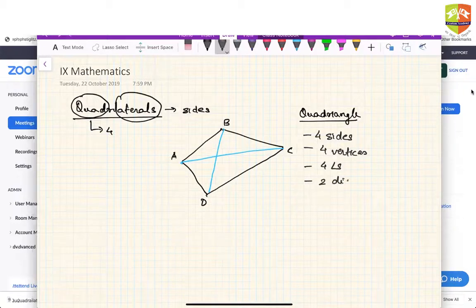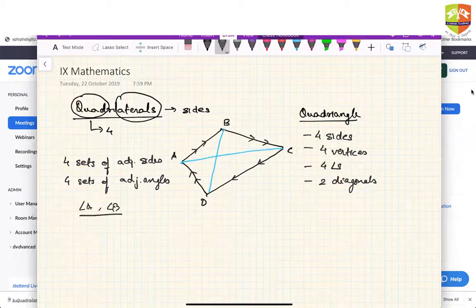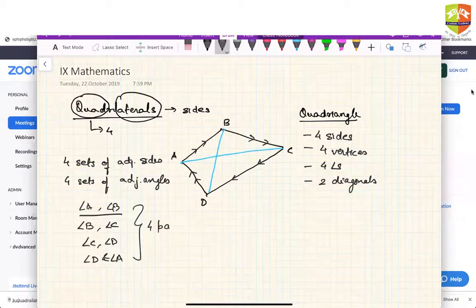Moreover, in a quadrilateral we have four sets of adjacent sides as well as four sets of adjacent angles. You can see AB, BC is one set, then BC, CD is another one, CD, AD another one, and AD, AB. These are four sets of adjacent sides. Similarly, angle A and angle B are a pair of adjacent angles. Angle B, angle C; angle C, angle D; and angle D, angle A. These are four pairs of adjacent angles, isn't it?